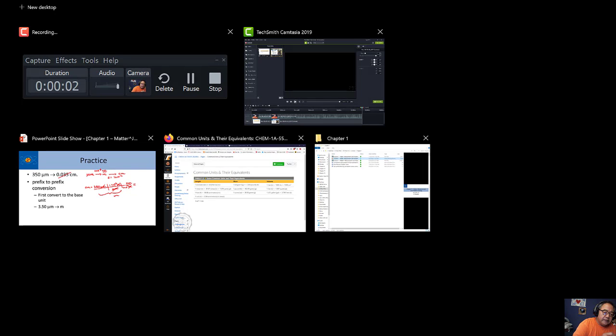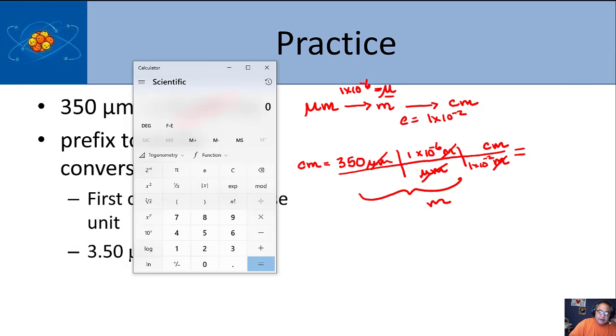Let's see here. There we go. So there's the calculator. It's a really horrible calculator to use, but I'll go ahead and do it once so you can see how you enter this in your calculator.